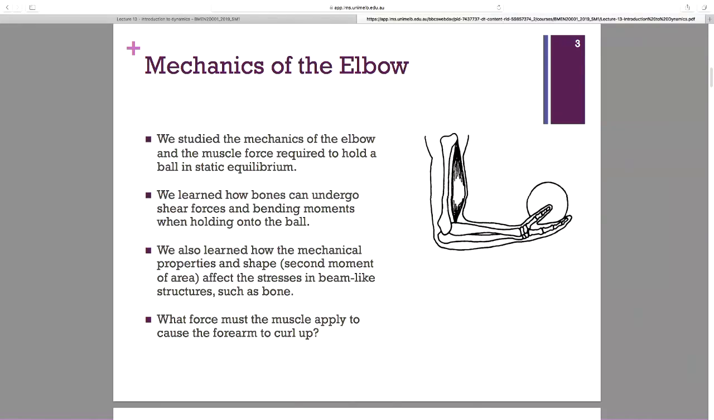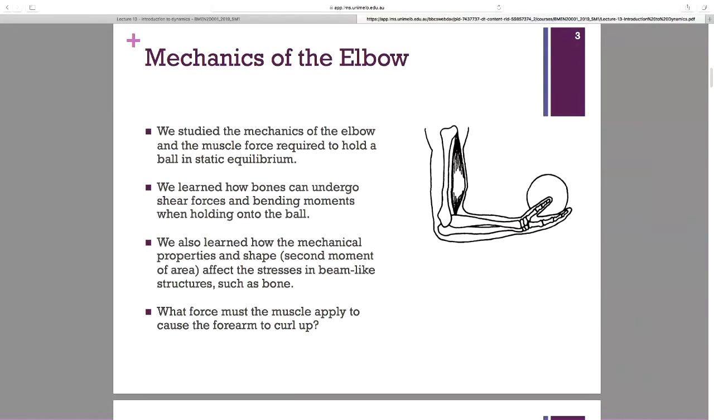Why it's still important to study mechanical properties in order to evaluate dynamics. I guess the simplest statement to make is, if you find out what muscle forces you need to make something move, then you also need to know what must be the mechanical properties of that muscle, and how much force must that muscle generate in order to make the arm move.